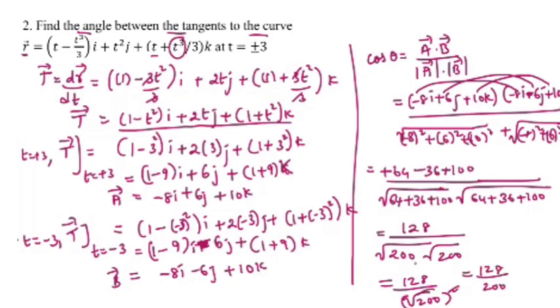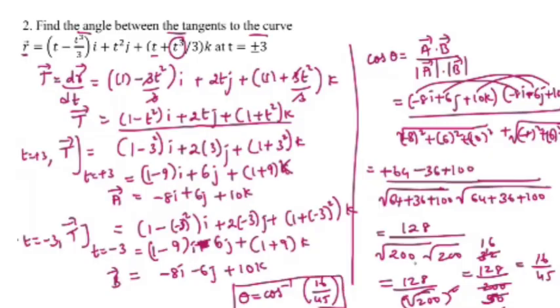So if you cancel this, we can take 4: 4 fives are 20, 4 zeros are 0, 4 threes are 12, 4 twos are 8. Again we can take 2: 2 ones are 2, 2 sixes are 12, and 2 fours are 8, 2 fives are 10. That will be 16 by 45. So here the answer will be theta. Theta will be cos inverse of the answer we got, that is 16 by 45, which is the angle.